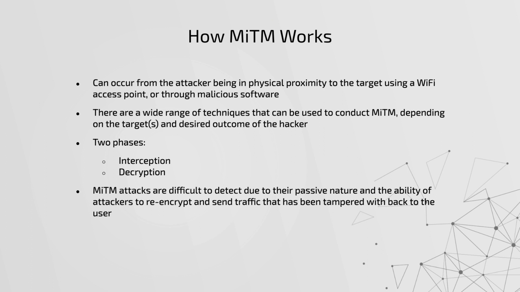On a general level, each of these types of attacks has two different phases. Firstly, the interception phase, where the attacker infiltrates a network and then intercepts users' traffic. And secondly, the decryption phase, where the attacker decrypts the traffic and redirects the data. Man-in-the-middle attacks are difficult to detect due to their passive nature and the ability of attackers to re-encrypt and send traffic that has been tampered with back to the user.